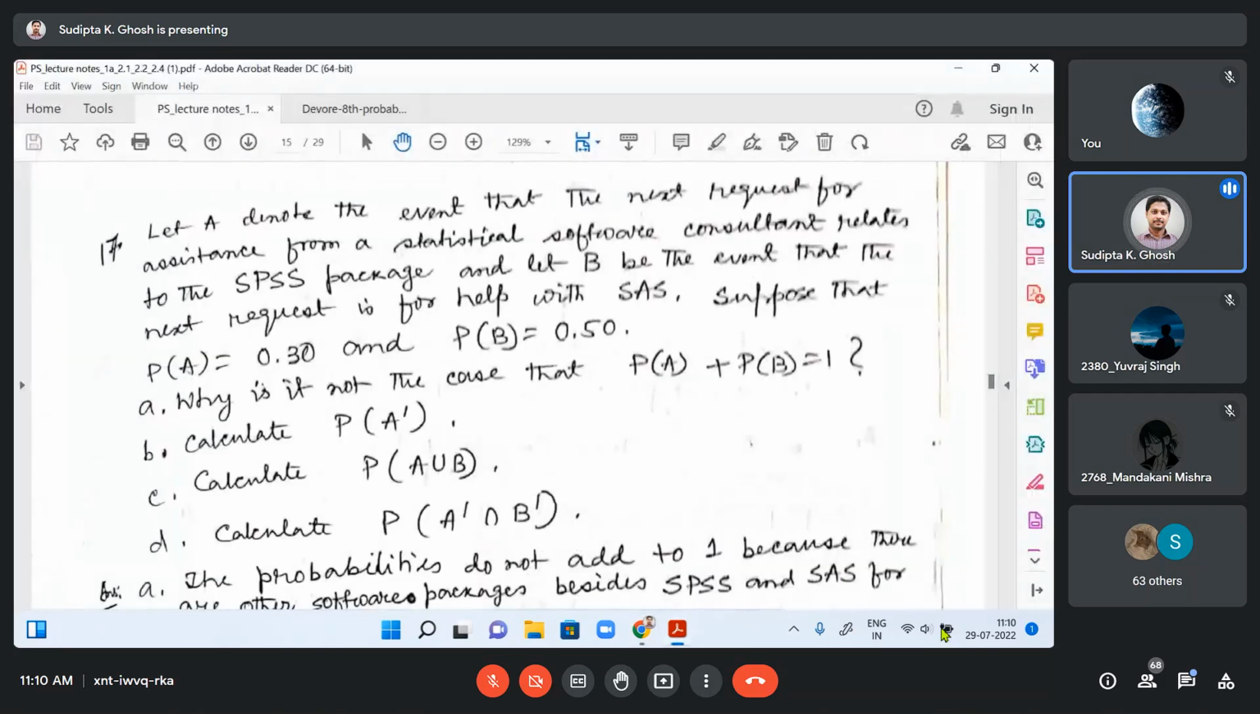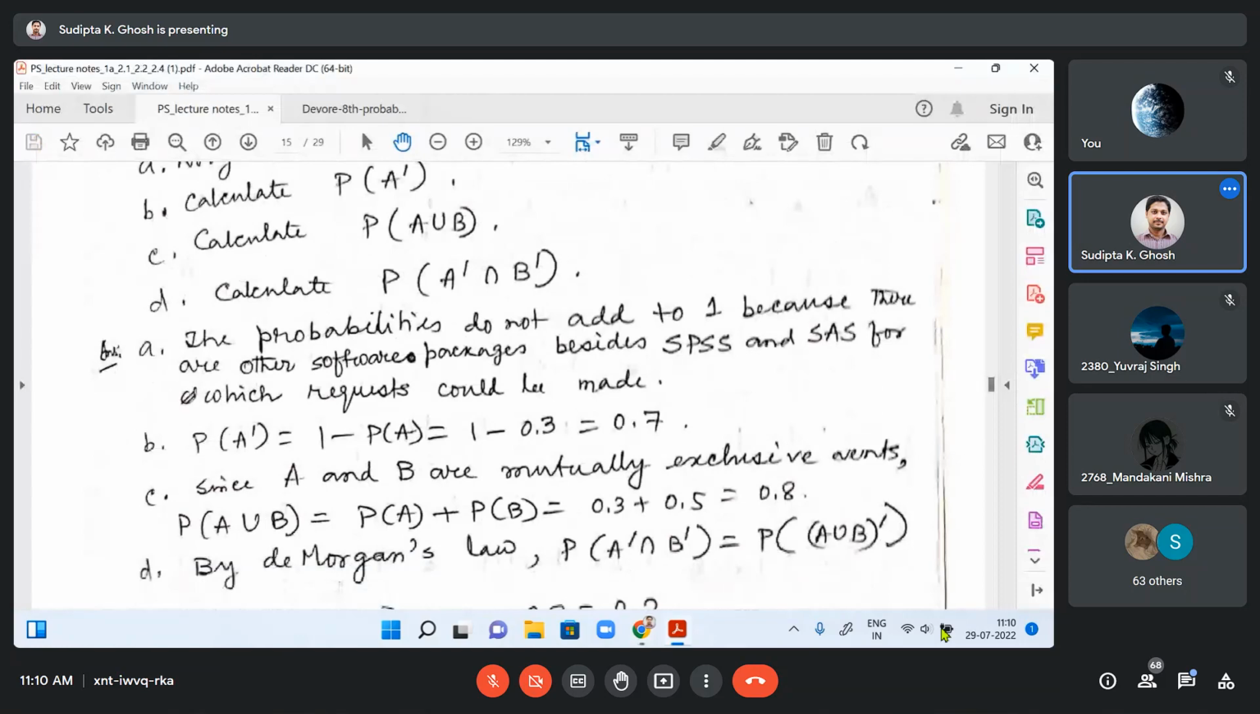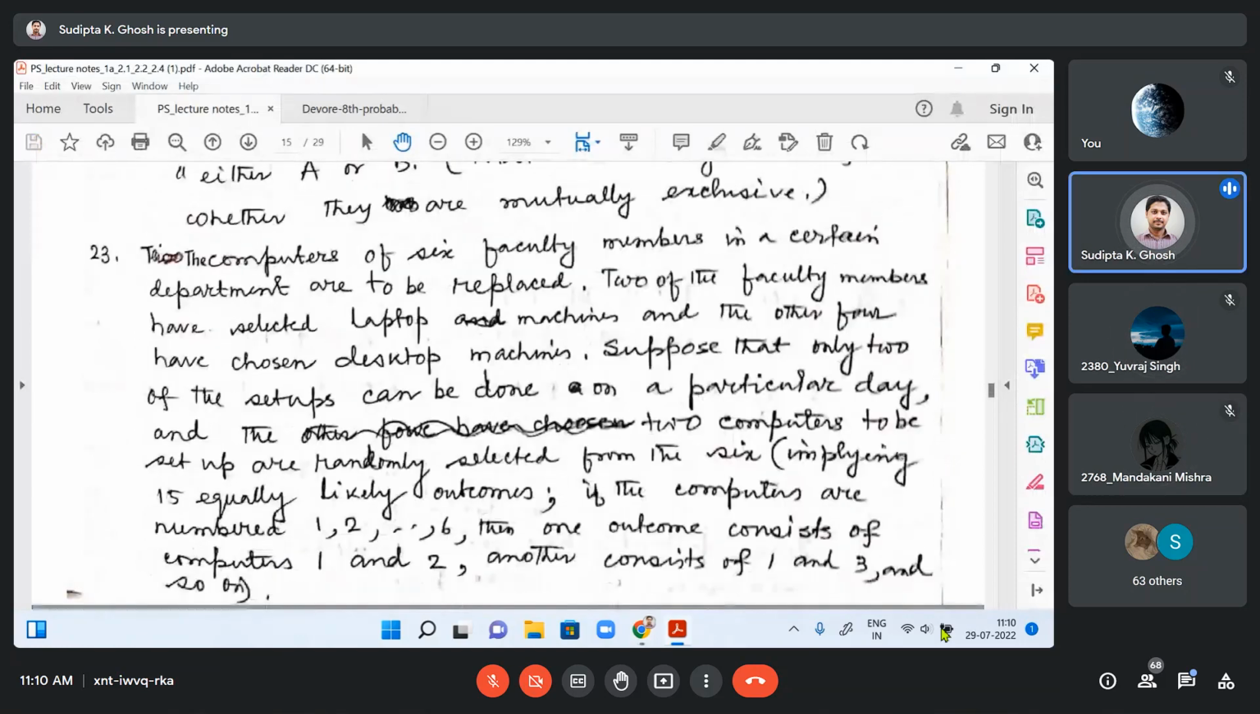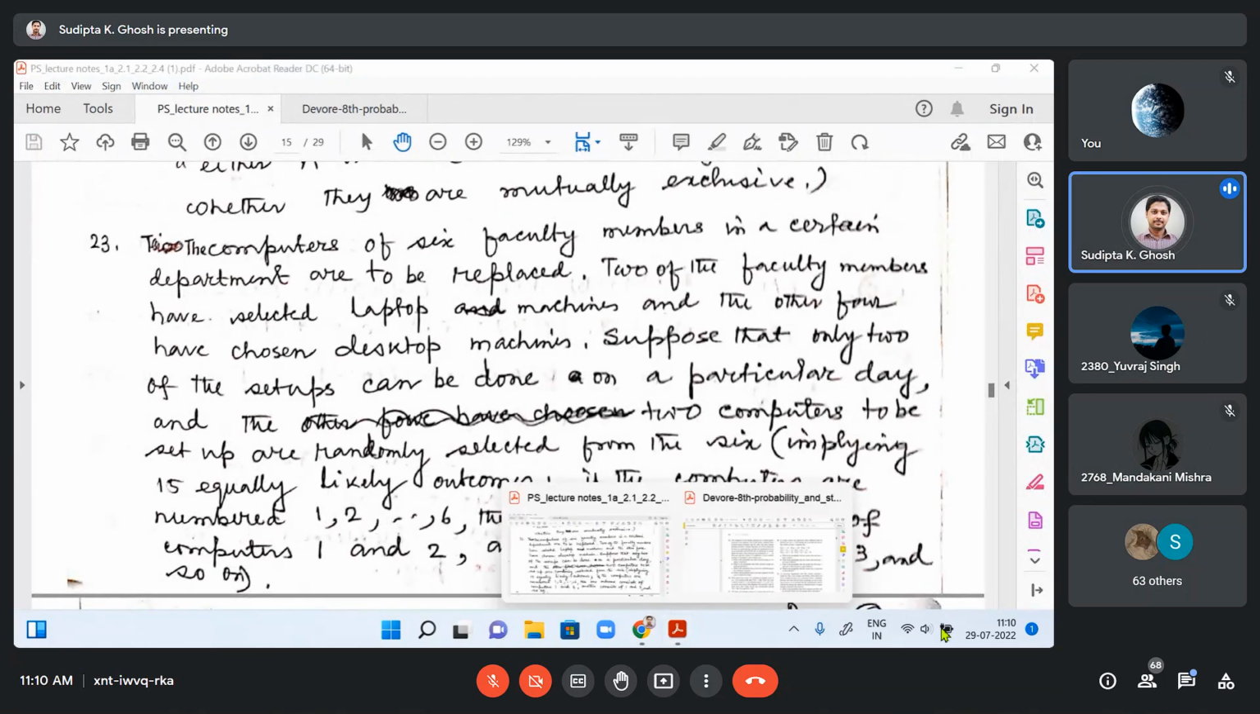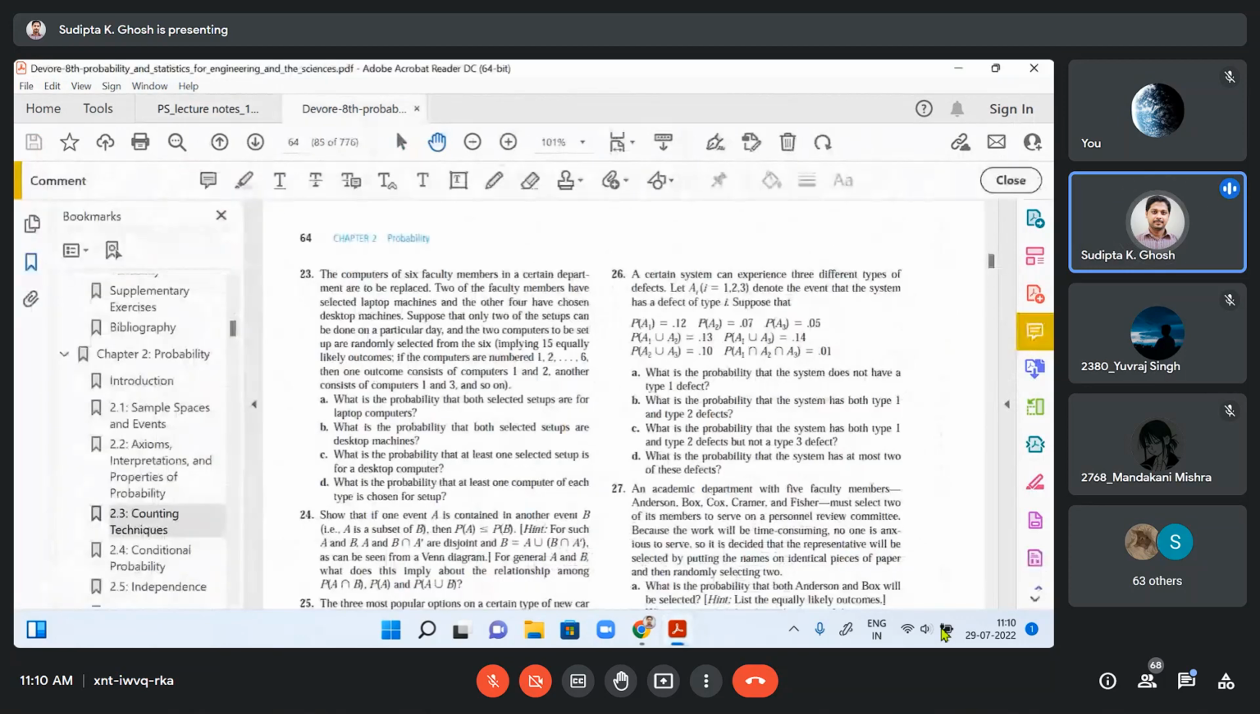Okay, can I go for the next problem? Yes, sir. That is another problem taken from the exercise. The computers of 6 faculty members in a certain department. Check this problem that I am talking about.